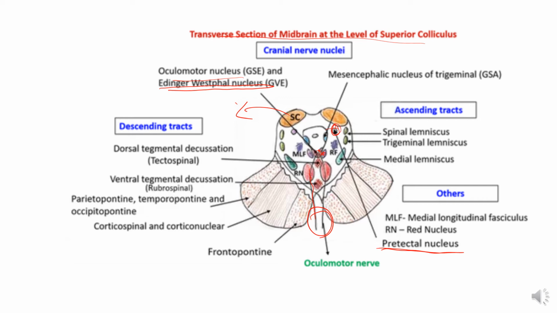The nucleus of the oculomotor nerve is divisible into a number of cell groups. Now the medial, spinal and trigeminal lemnisci form a curved band posterior to the substantia nigra, but the lateral lemniscus does not extend superiorly to this level. Here you can see the medial lemniscus, the trigeminal lemniscus, the spinal lemniscus, but not the lateral lemnisci.